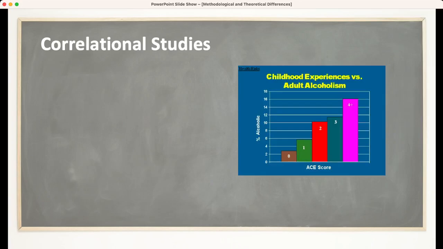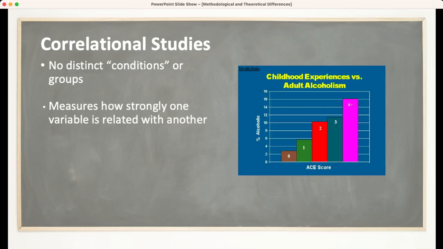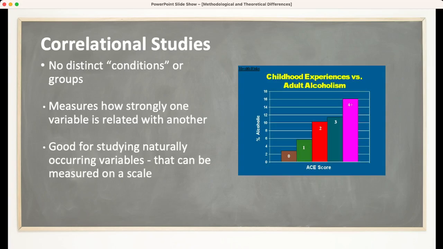Here's another correlational study, that the more ACEs you have, the more at risk you are for becoming an alcoholic later in life. So people with 4+ ACEs, 16% of those are alcoholics. Now, some of you might be asking, but sir, can a natural experiment also be correlational? And yes, you're kind of right. Here we can put people in distinct groups, but it is also correlational. So there's a little bit of gray area there. But you don't need to worry about that at this level.